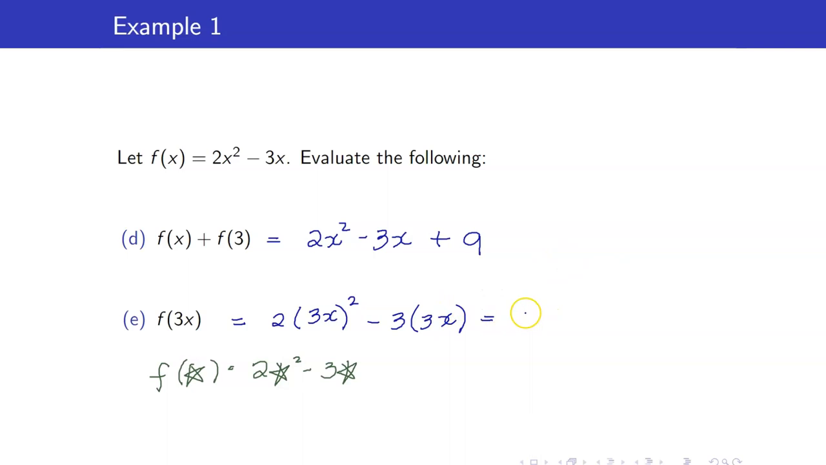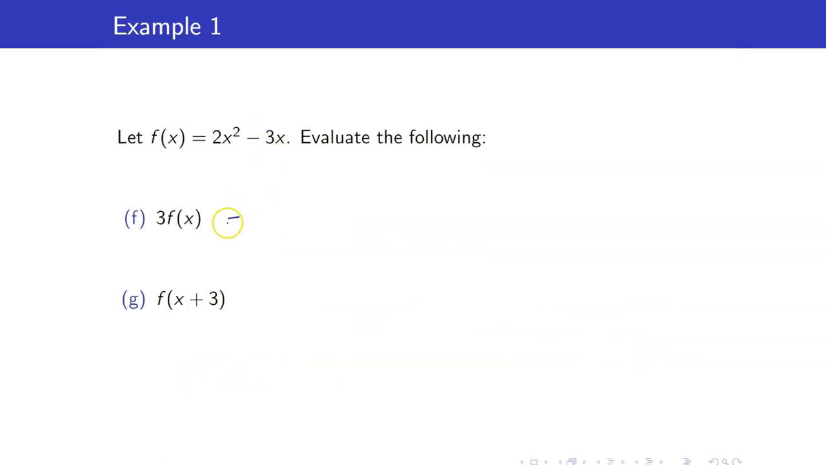So this is PEMDAS, exponent first. The square of 3x is 9x squared. This is 9x. So that's 18x squared minus 9x. Let's have some more examples. We have 3 times f of x. So this is 3 times f of x, which is 2x squared minus 3x. So that's 6x squared minus 9x.